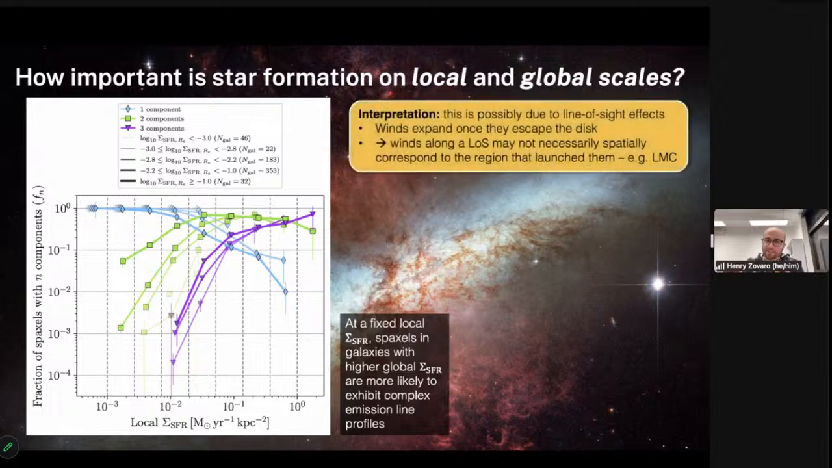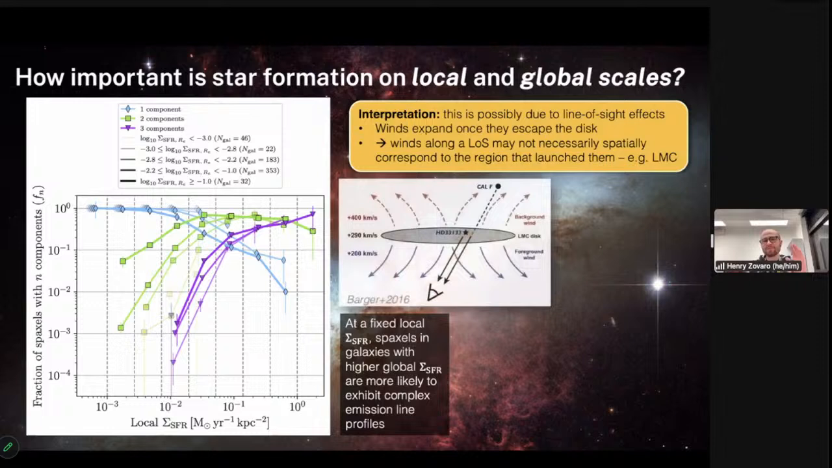Our interpretation for this is that this is possibly due to geometric line of sight effects. So we know that winds expand laterally once they escape the disk. And what this means is that if you're looking along a particular line of sight towards a galaxy, any wind that crosses that line of sight may not have originated in the part of the galaxy you're actually looking at, as illustrated by this figure here.